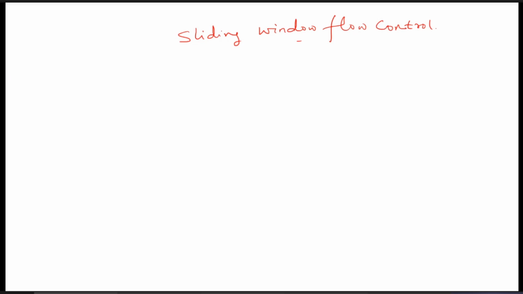Of course, this is the problem with stop and wait flow control. It's a very slow process. One frame will be transmitted, and the next frame will be transmitted only when the acknowledgement is received. So each frame travels all the way to the receiver, and the acknowledgement must travel all the way back before the next frame can be sent. That is the main drawback of stop and wait flow control.